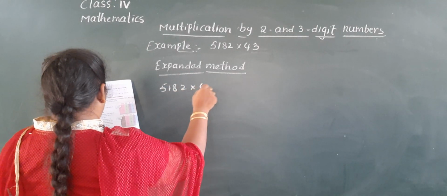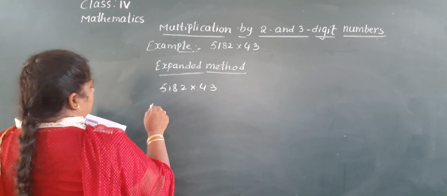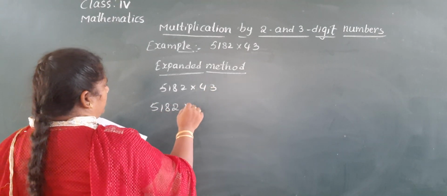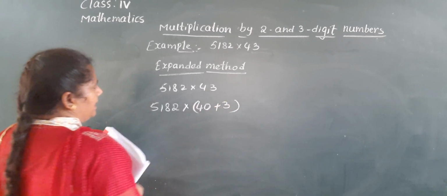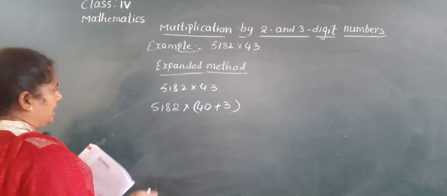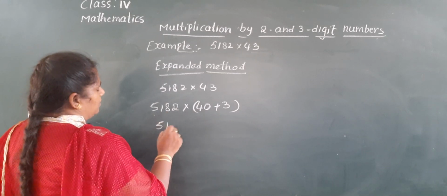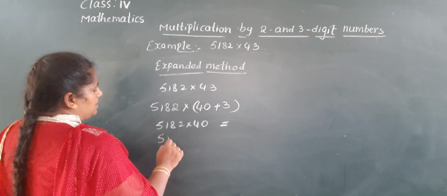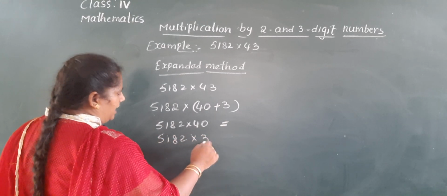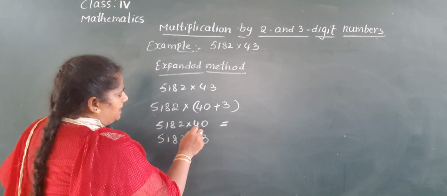5,182 into 43 is written as 5,182 into 43. We can write it as 40 plus 3. Now we multiply 5,182 into 40, and 5,182 into 3. So multiply this by 4.